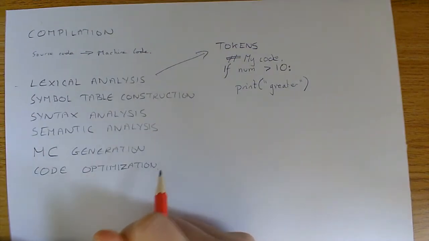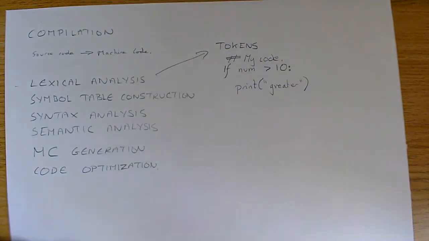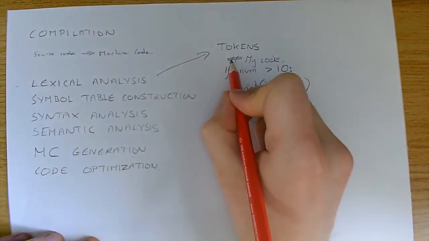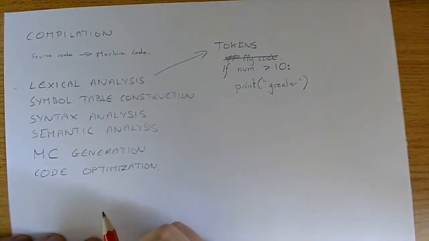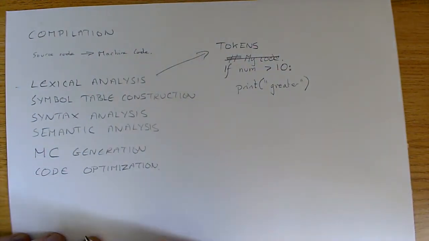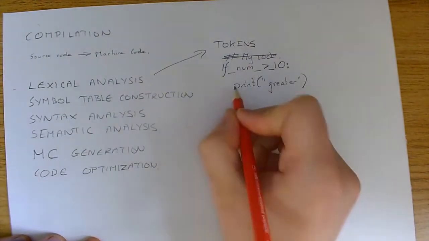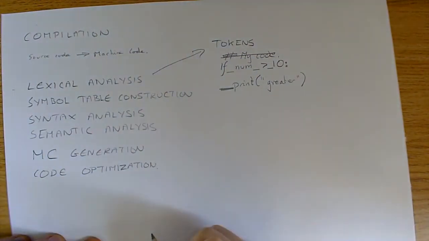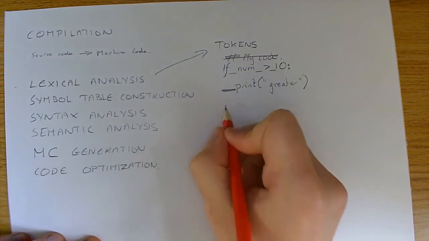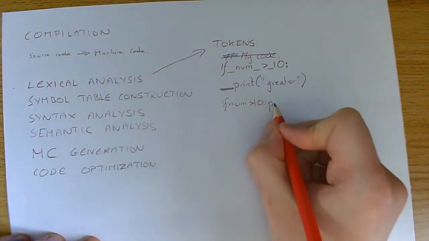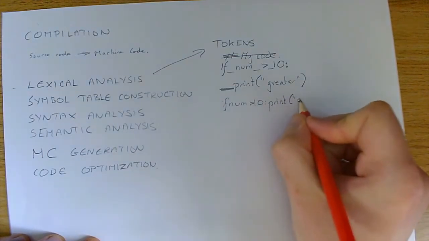So what lexical analysis will do here, very simply, and you'll need to know this part for your exam, is it removes comments. So it sees the hashtag and says, I don't need to know this. So basically it deletes it. We don't need to know that. And it also gets rid of any white space. White space, very simply, are all spaces in your program, and there's an indentation here, and it gets rid of them. So what that will then look like is if num greater than 10, print greater.